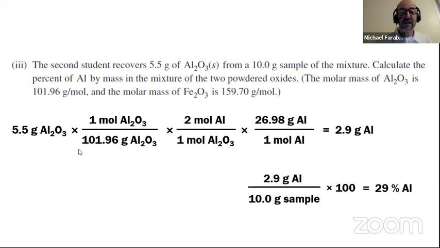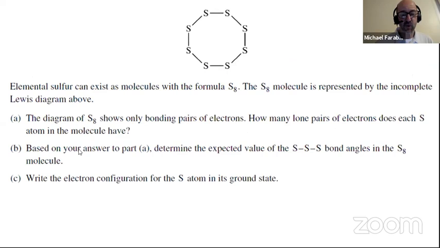All right, so we have now reached the end of the first free response question. I hope that was helpful in terms of checking your answers. I'm now going to show you the screens for the next free response question. So this is parts A, B, and C. It says elemental sulfur can exist as molecules with the formula S8. They're showing us an incomplete Lewis diagram connecting 8 sulfurs.